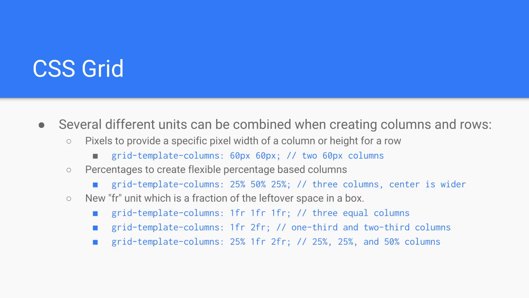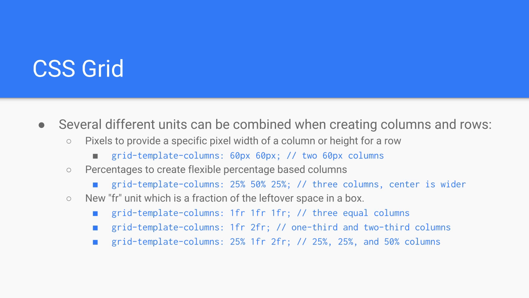So again, we can use different units to create our columns, which is really handy. We can do just pixel columns, 60 pixels, 60 pixels to create 2 60 pixel columns. We can use percentages if we wanted to do 3 columns with percentages. We also have these fractionals. So again, it kind of works the same way as the Flexbox. If we do 1 fractional, 1 fractional, 1 fractional, this is 1 out of 1 plus 1 plus 1. So 1 out of 3, 1 out of 3, 1 out of 3.